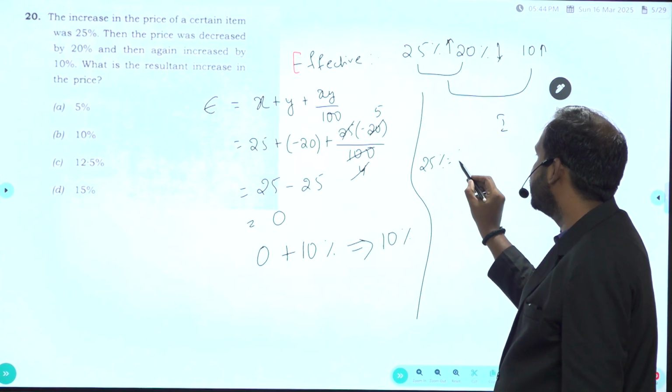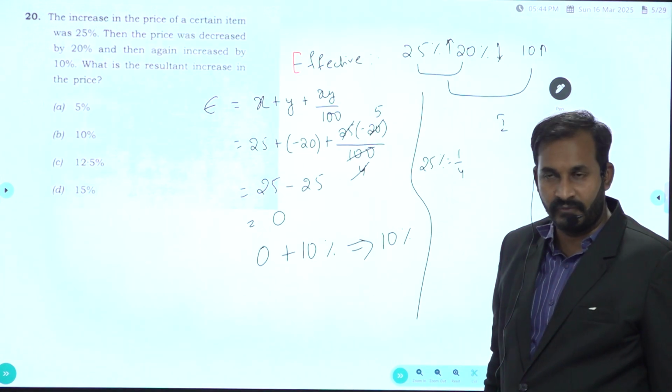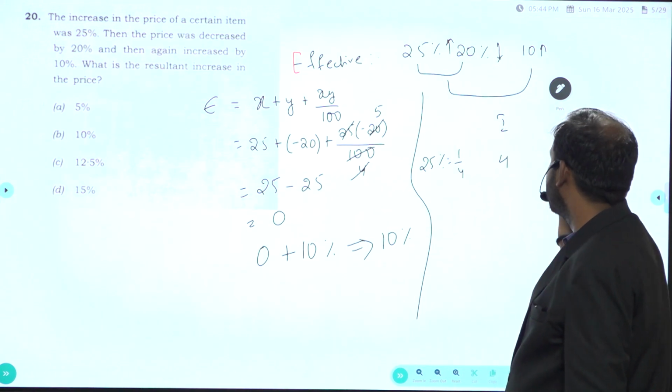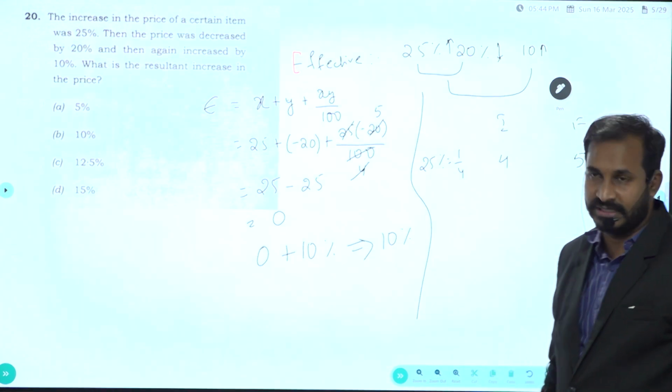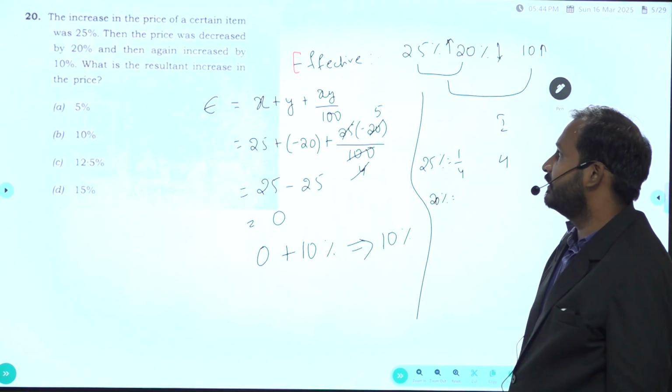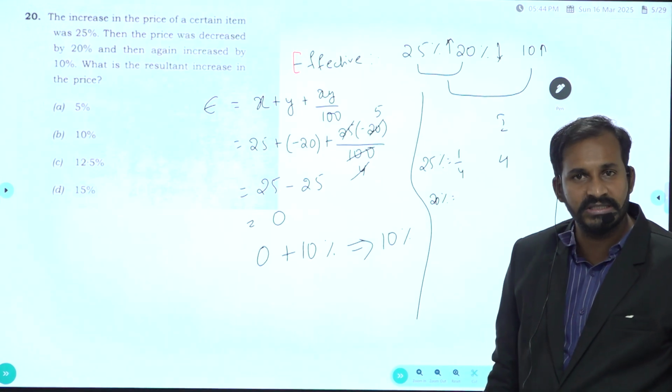25% we can write as 1 by 4. That means initially 4 parts and finally it becomes 5 parts. The reason is 4 plus 1 is 5. If it is increased, I will take plus. And similarly, next it is decreased by what percentage? 20%.